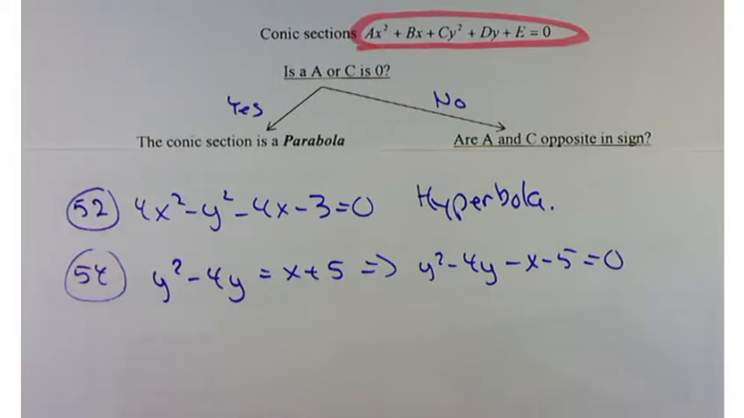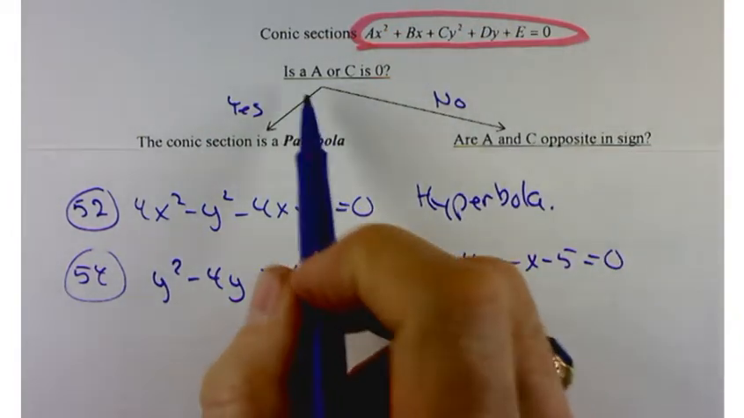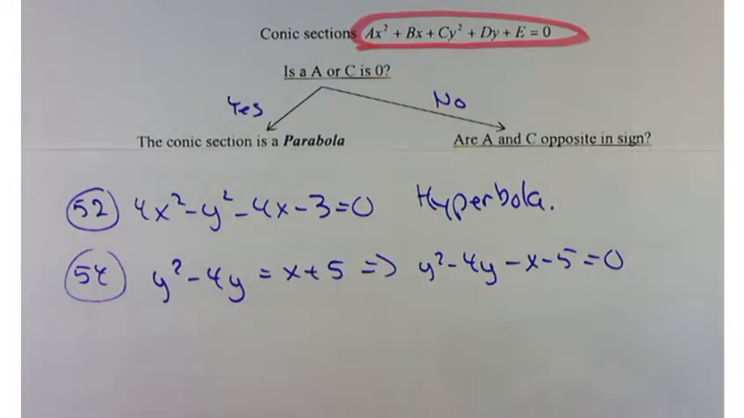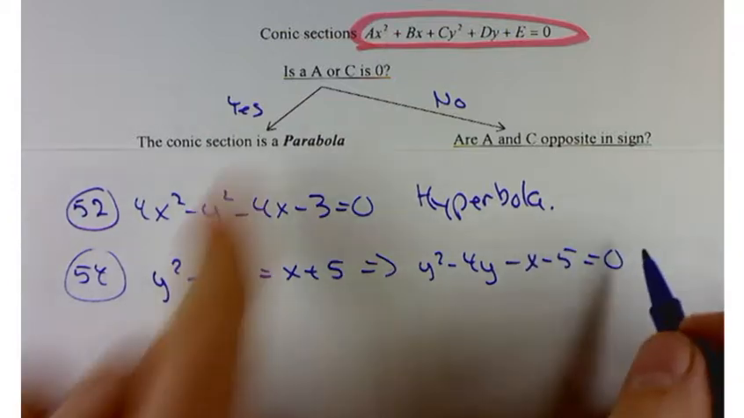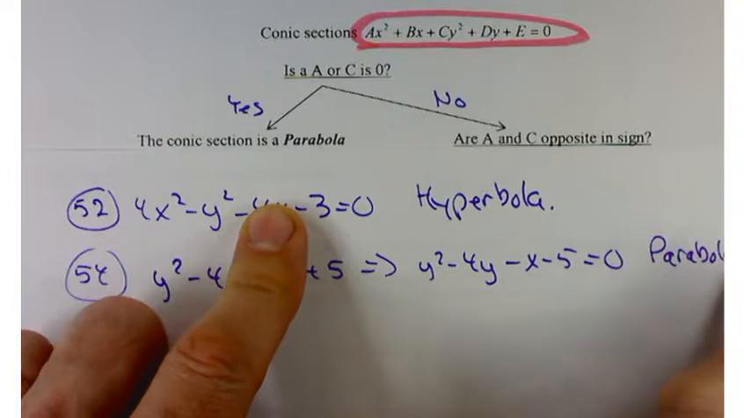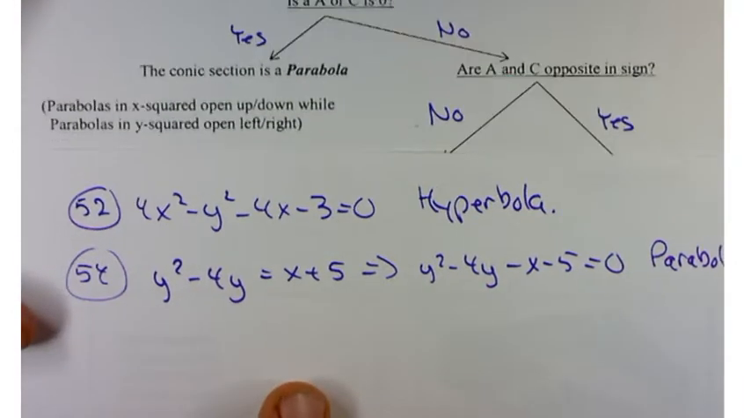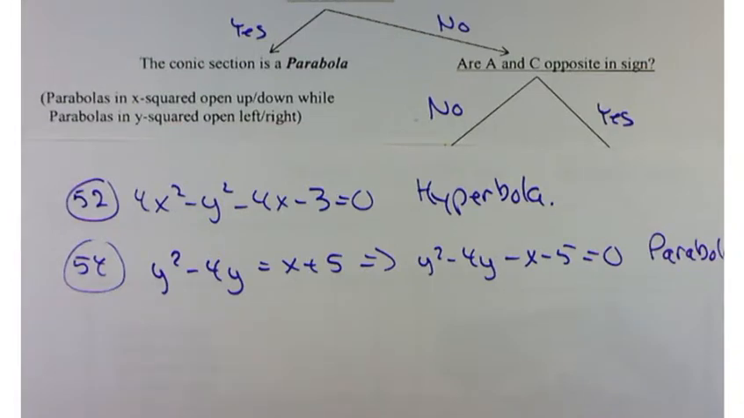And let's work through our little decision tree here. Starting back at the top, is A or C 0? In other words, is one of the squared terms equal to 0? Yeah, the x squared term is 0. So if that's true, then this is a parabola. Nice. Now there's two more here.